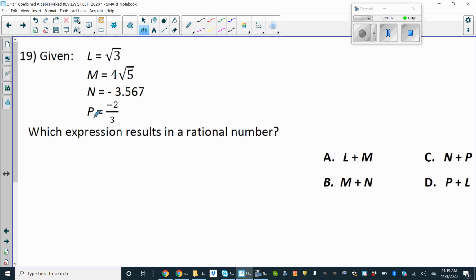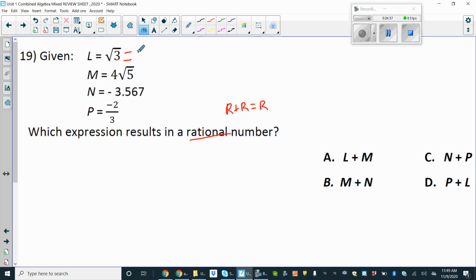19. Which expression results in a rational number? So here we have all addition problems. Therefore, the only way we can have a rational answer is when we have a rational plus a rational equals rational. So I'm going to label each of these first.